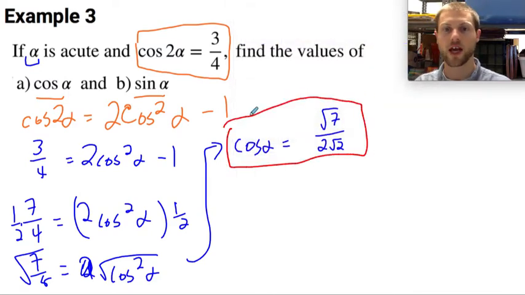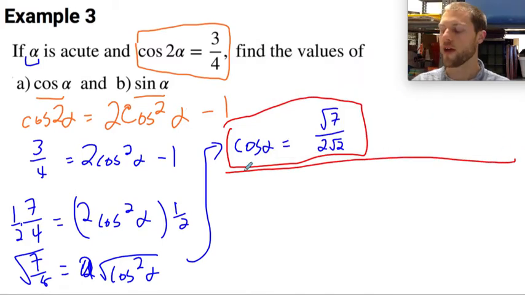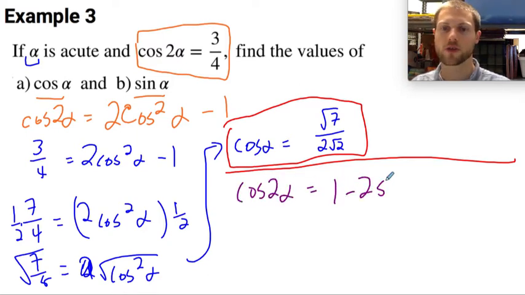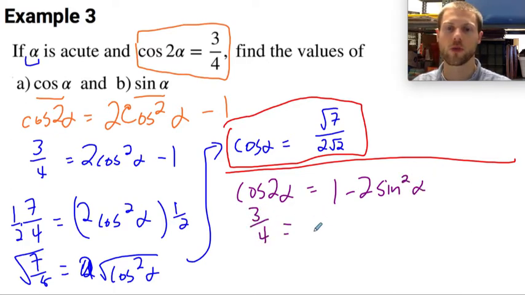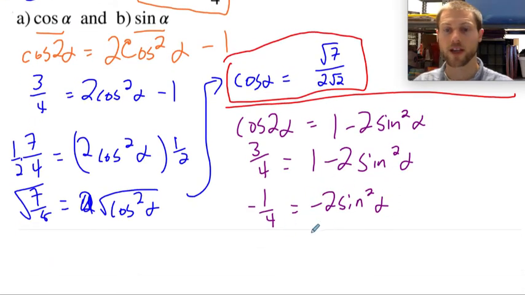How am I going to find the sine of alpha? Well, really, we're going to use the same process. So now let's go to another color here, and we'll do the same process, but finding the sine of alpha. So cosine of 2 alpha is going to equal 1 minus 2 times the sine squared of alpha. So 3/4 will equal 1 minus 2 sine squared of alpha. I'll subtract 1 from both sides, so this time I'll have a negative 1/4 equals negative 2 sine squared of alpha. I'll multiply both sides by negative 1/2 again, so I'll have a positive 1/8.